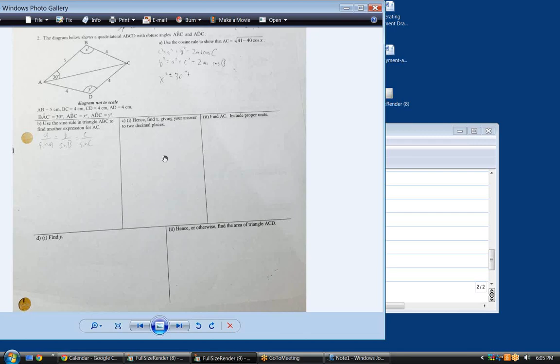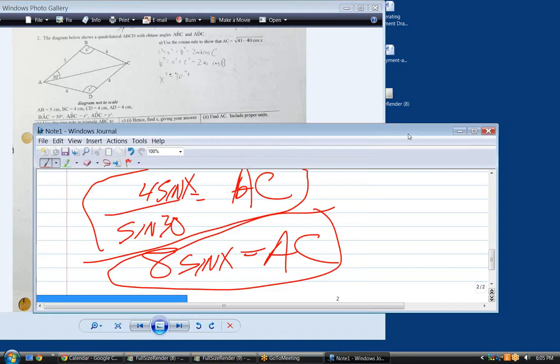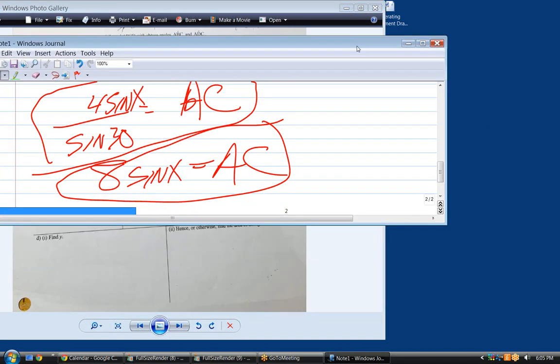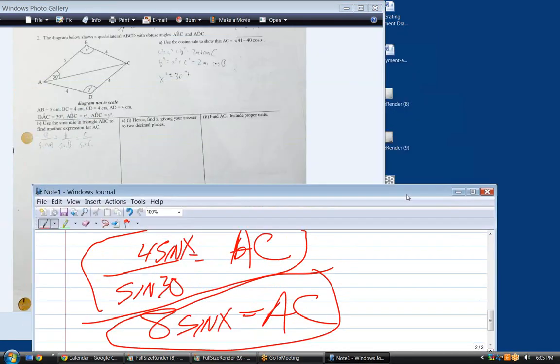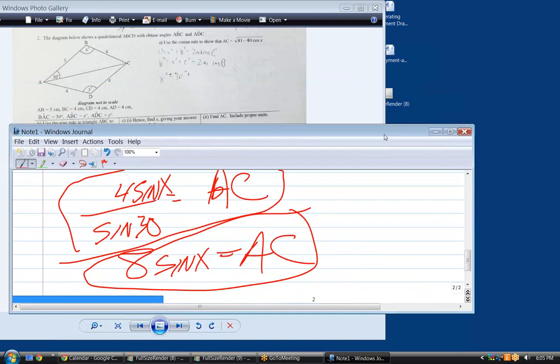Okay, so for part C, find x, give your answer to 2 decimal places. Okay, so we didn't solve for AC yet. Yeah, we did. AC is that.